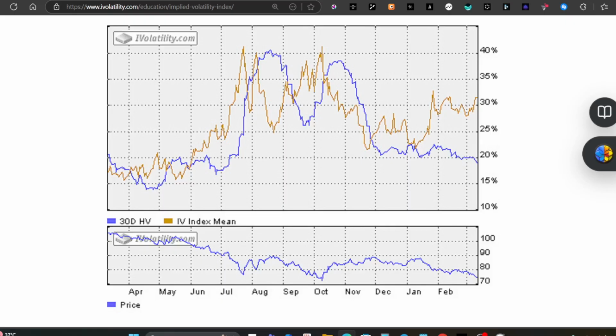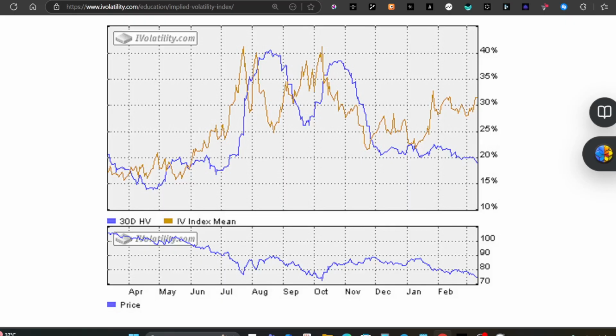Finally, watch for divergence. Sometimes the IVI can show a significant divergence from price action. If the price is moving in one direction but volatility is low, it might signal an upcoming change in direction. So watch for these clues to prepare for a potential breakout or trend reversal.